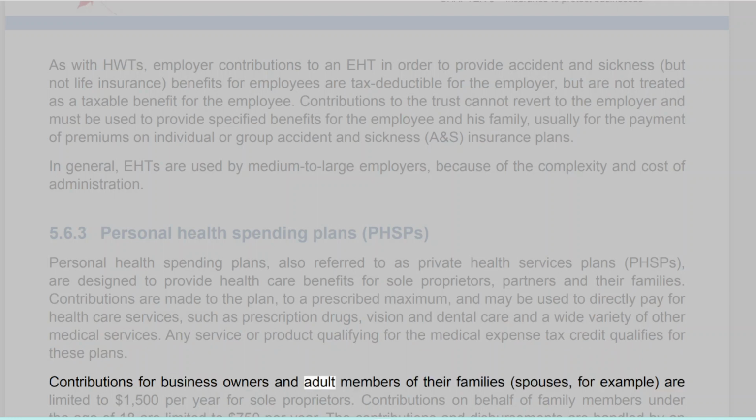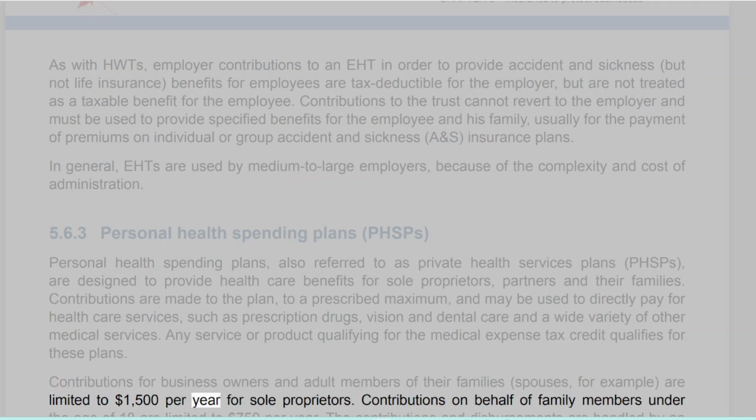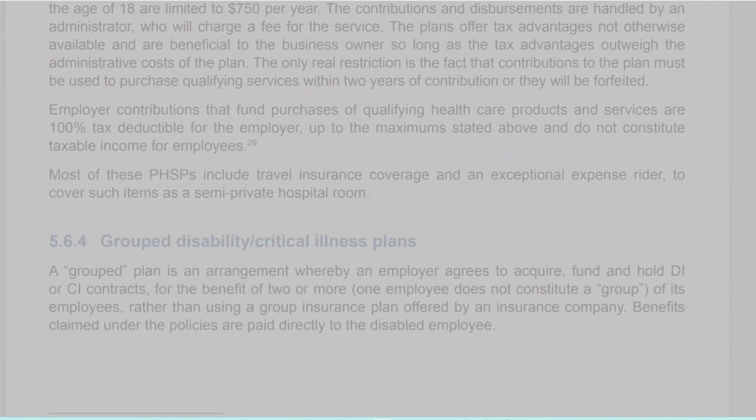Contributions for business owners and adult members of their families, spouses, for example, are limited to $1,500 per year for sole proprietors. Contributions on behalf of family members under the age of 18 are limited to $750 per year. The contributions and disbursements are handled by an administrator, who will charge a fee for the service. The plans offer tax advantages not otherwise available, and are beneficial to the business owner so long as the tax advantages outweigh the administrative costs of the plan. The only real restriction is the fact that contributions to the plan must be used to purchase qualifying services within 2 years of contribution, or they will be forfeited.